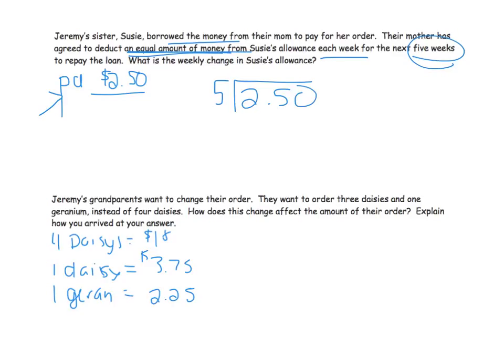into $2.50. So 5 goes into 2 0 times. We bring up that decimal. 5 goes into 25 5 times. And we subtract. And then we bring down the 0 and it goes into 0 0 times. So the weekly charge in Susie's allowance is 50 cents.